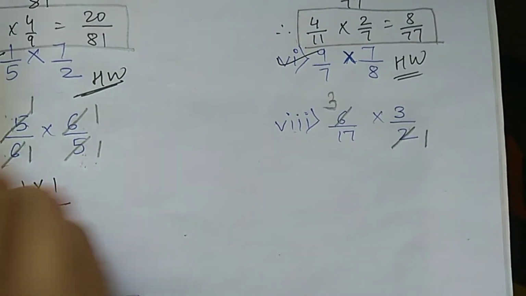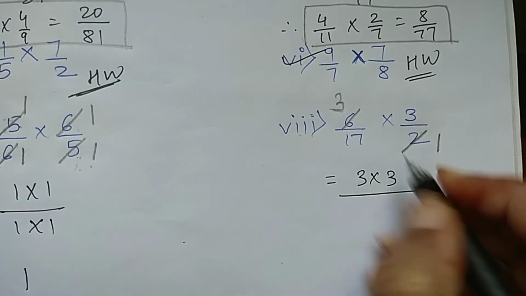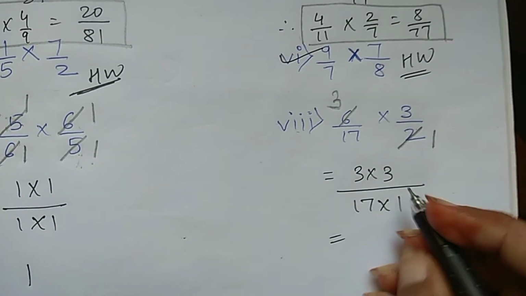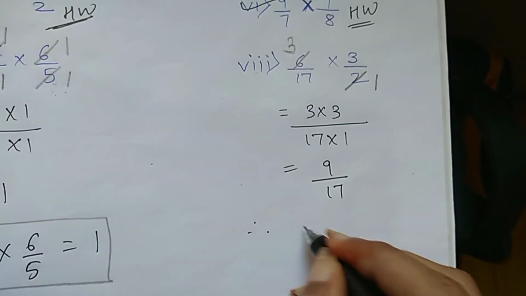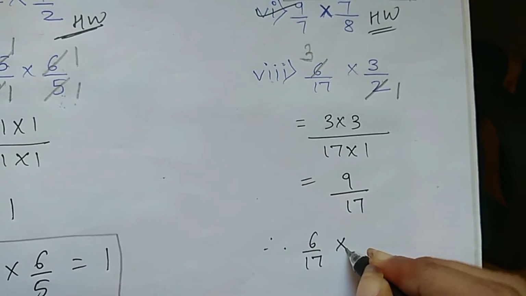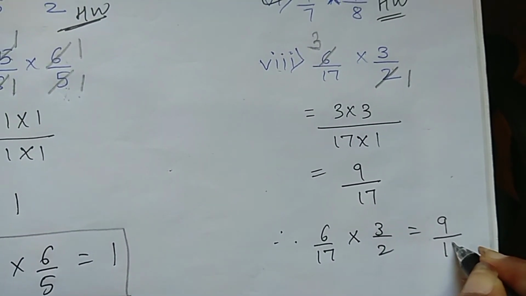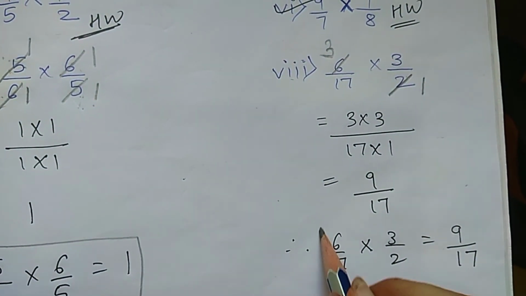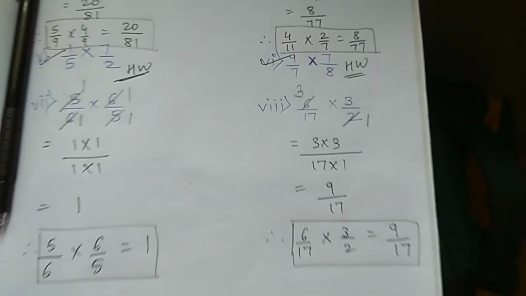Okay, so what is left in the numerator now? 3 into 3, and your 7 into 1 in the denominator. So this gives us 9 upon 7. Therefore, 6 upon 7 into 3 upon 2 gives 9 upon 7. Okay, so we are done.